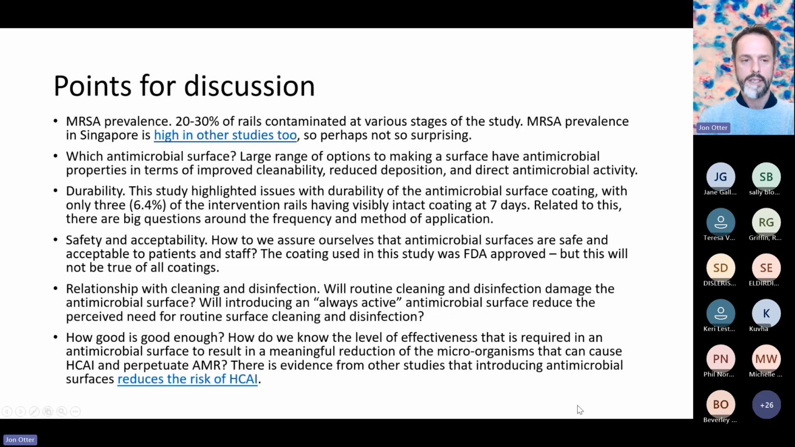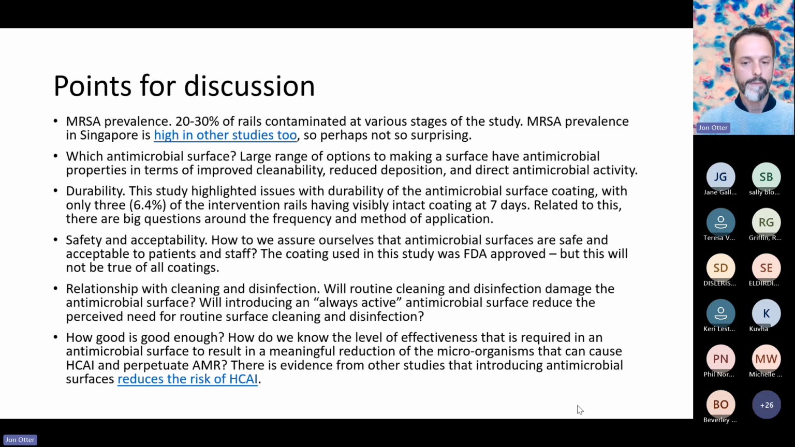So what does this make us think about? Well, one thought is around MRSA prevalence. 20–30% of rails contaminated at various parts of the study is high. I certainly wouldn't expect to see that in the UK today, although I would have expected to see it 20 years ago. MRSA prevalence in Singapore is high generally.